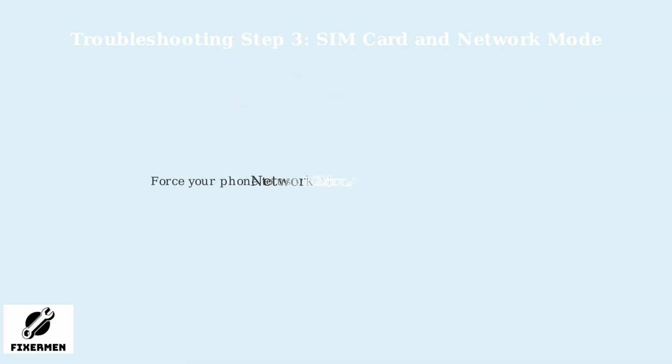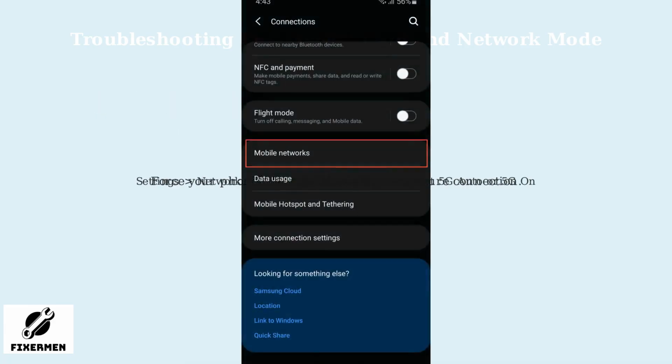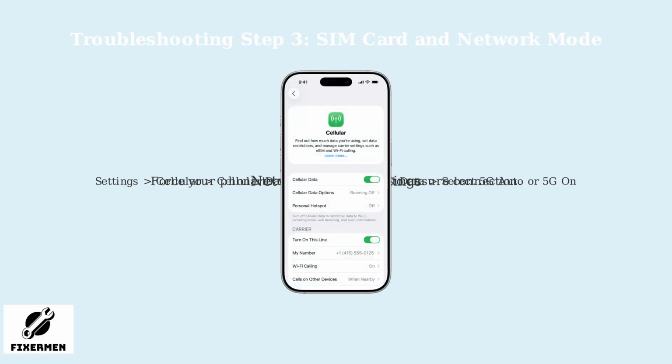For network mode, force your device to prioritize 5G. On Android, navigate to Settings, then Network, and select Preferred Network Type. Choose 5G Auto or 5G On if available. On iOS devices, go to Settings, Cellular, then Cellular Data Options and select Voice and Data. Choose 5G Auto or 5G On to ensure 5G connectivity.